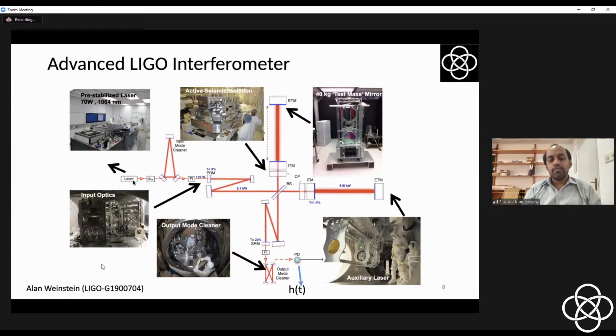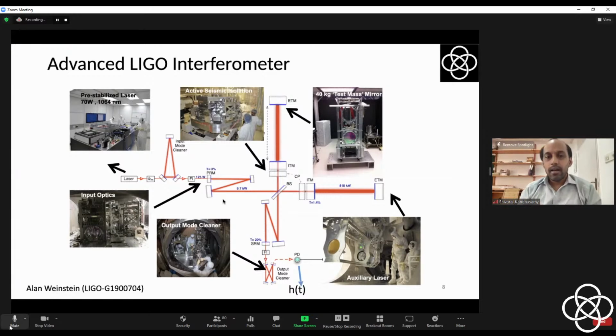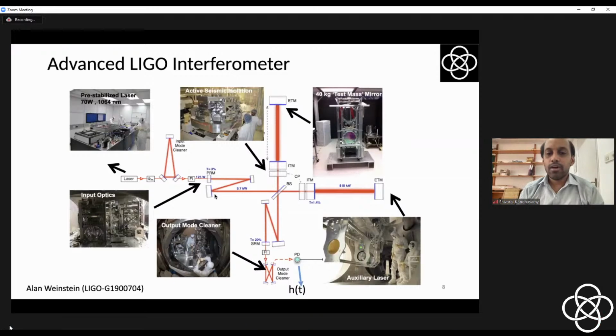You start at the far left with the laser, and that laser is conditioned using what we call the mode cleaner cavity. So it is conditioned, and that is fed into the interferometer. There are also various cavities that enhance the signal. Here we have the power recycling cavity, which increases the power coming into the interferometer by a factor of 40 for the current interferometers.